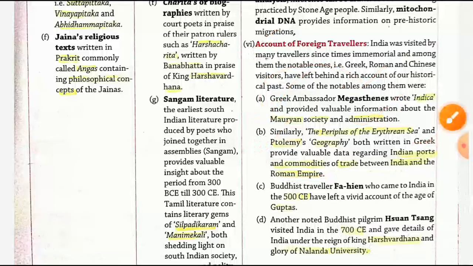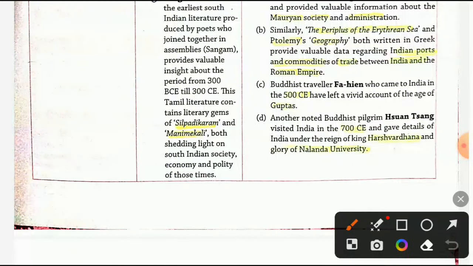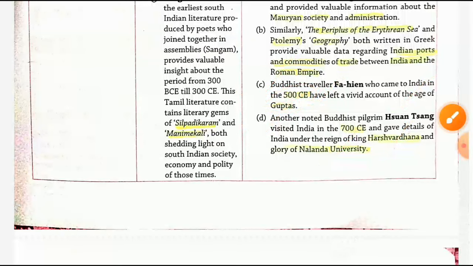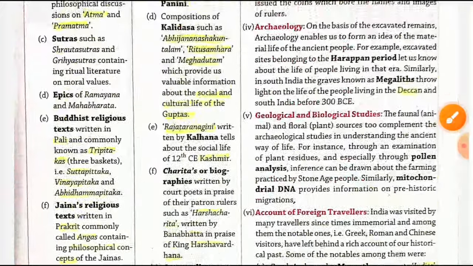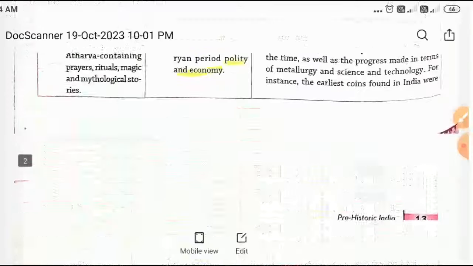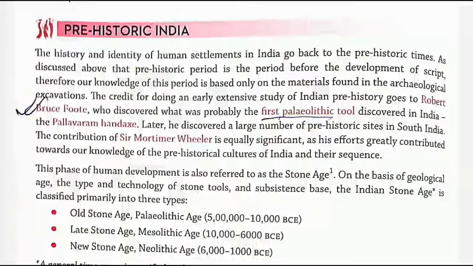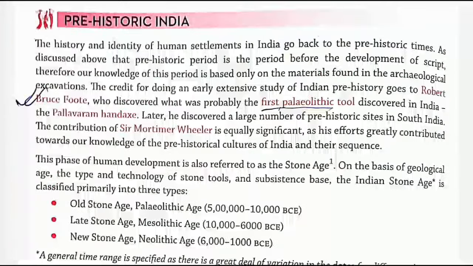The next traveler was Fahian. This is also very important. He was a Buddhist traveler who came to India in 500 CE and gave a vivid account of the Gupta period. Another noted Buddhist pilgrim was Yuan Shan, who came during the time of Harshavardhan and glorified Nalanda University. So these were different literary, secular and non-literary sources. You can remember all this. These are very important. Now we will study one by one.